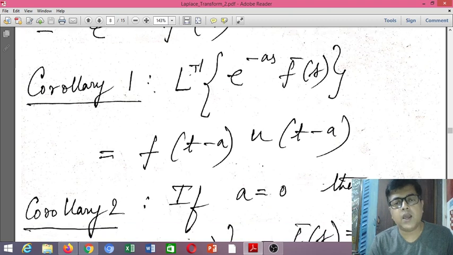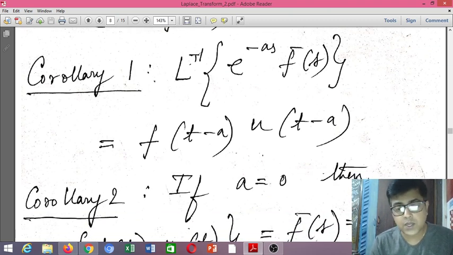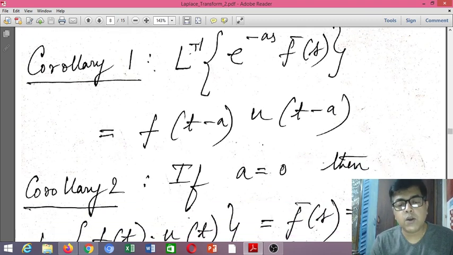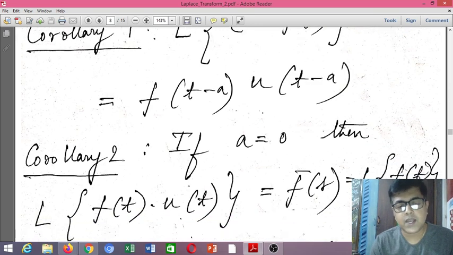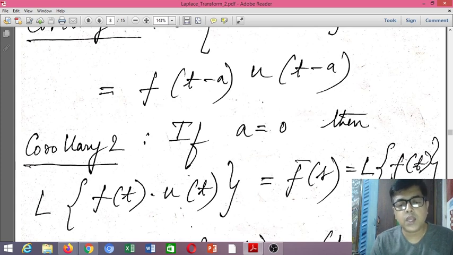Now, as a particular case, if you put a equal to 0, because a can be 0, the second shifting theorem becomes something like this. That is, it becomes L of f(t) into u(t), and that turns out to be equal to f bar s, and f bar s is nothing but L of f(t). So we get L of f(t) basically, and you should get that because u(t) is actually equal to 1, so L of f(t) into u(t) should be equal to L of f(t). So it is absolutely true.